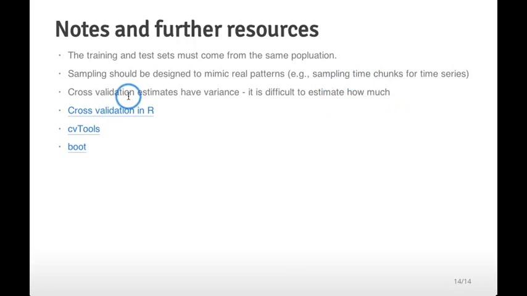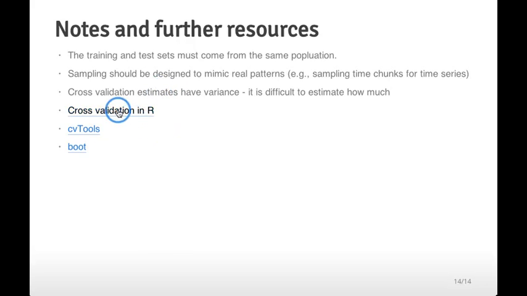These cross-validation estimates have variance. In general, even if you get a cross-validation estimate of the out-of-sample accuracy or error, that estimate is subject to error as well. And so it's difficult to estimate what that error is. If you have 2 different prediction functions that have very similar cross-validation accuracies, it's very hard to tell which one of them will actually be more effective on an independent test sample.